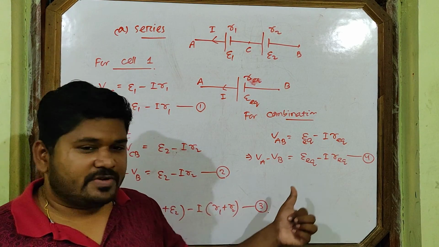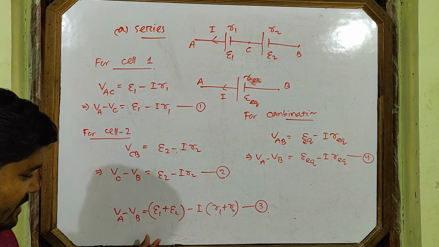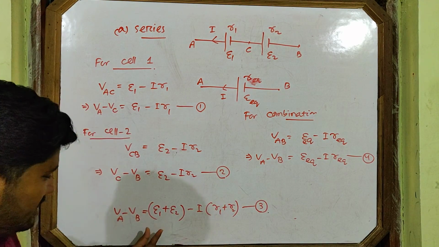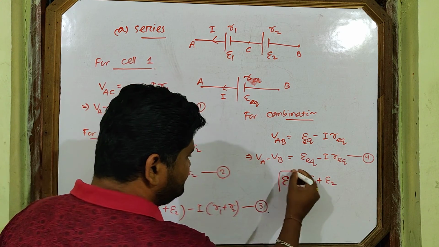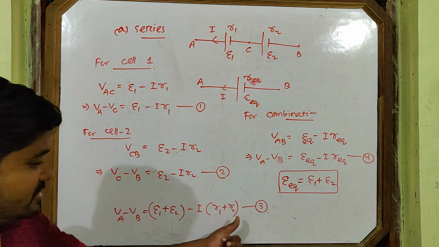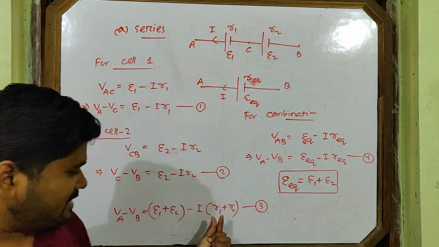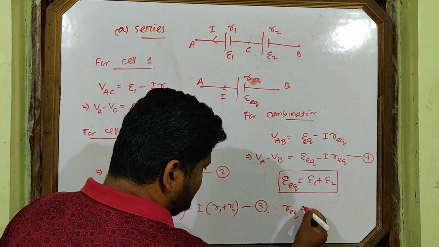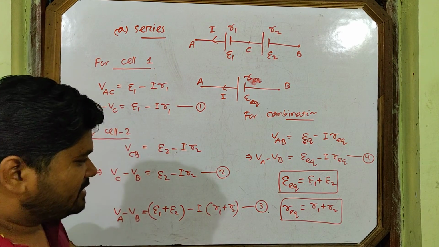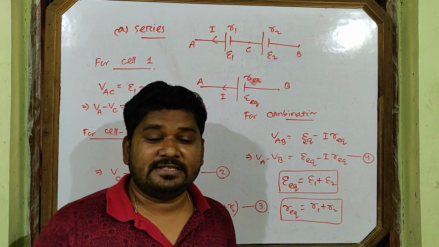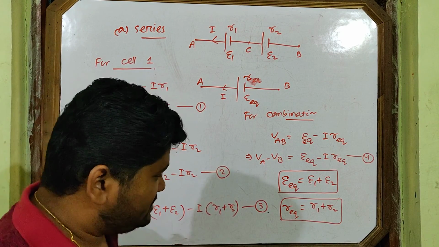Now you compare equation 3 and equation 4. Both equations you compare now. LHS same. E1 plus E2, here E equivalent. What is the expression? E equivalent equal to E1 plus E2. Compare equation 1 and equation 3 and equation 4. E equivalent is equal to E1 plus E2. R equivalent is equal to R1 plus R2. So this is the net EMF and net internal resistance in series combination. I hope you are able to understand.